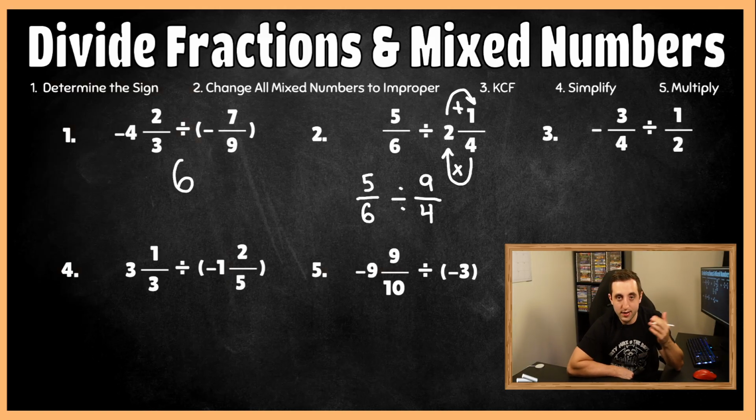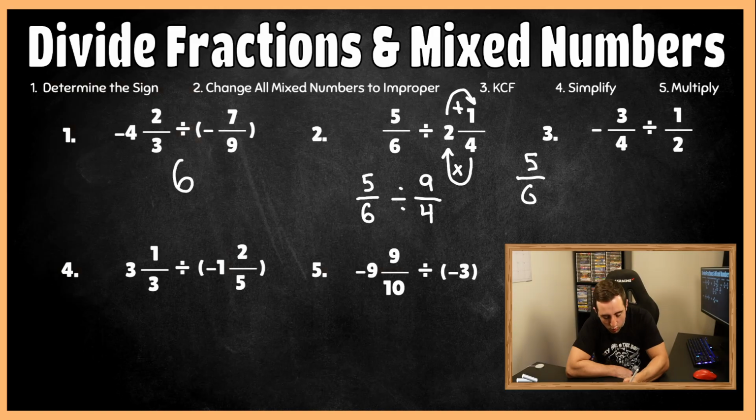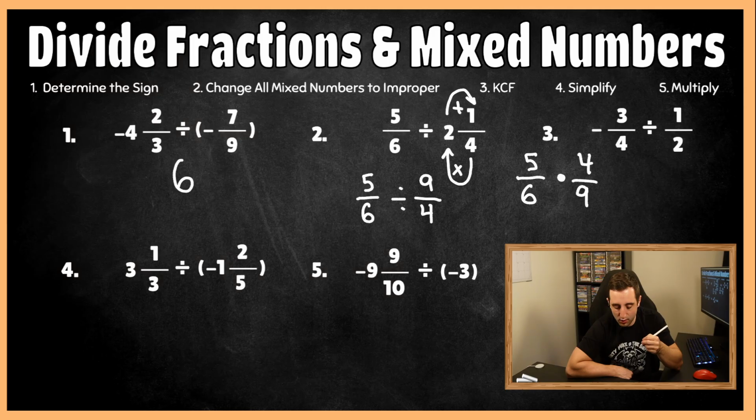And now we want to utilize, again, KCF, or keep, change, flip. So we're going to keep 5/6 the exact same. So I'm going to write it over here again. So 5/6. We're going to change division to multiplying, and then we're going to flip it so it's now 4 over 9. Now check to see if we can simplify anything. Well, 5 and 9, the best number that they're both divisible by is 1, so that's not going to change anything.